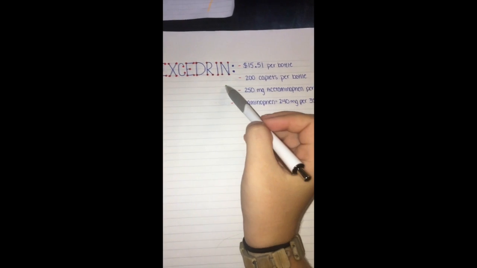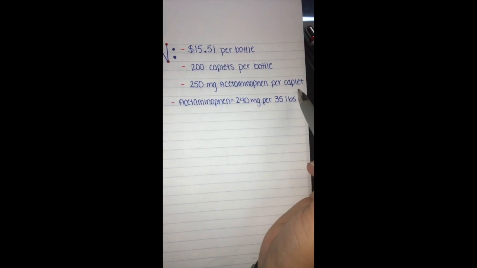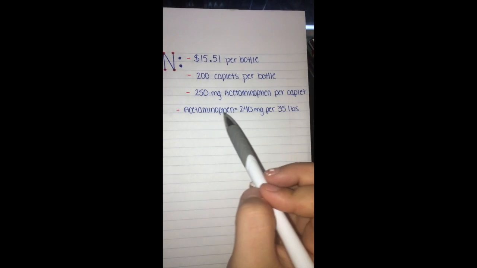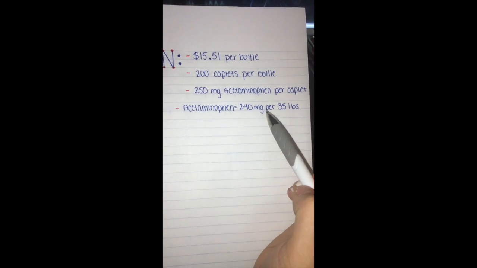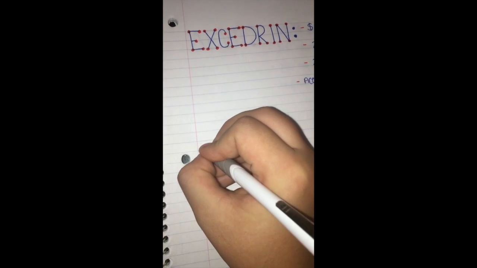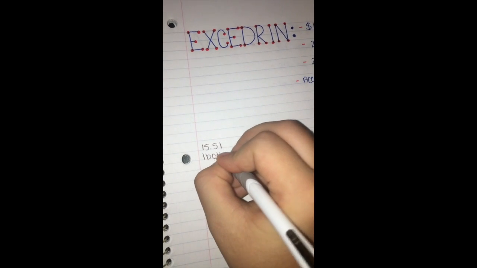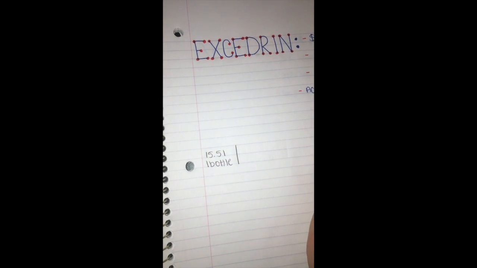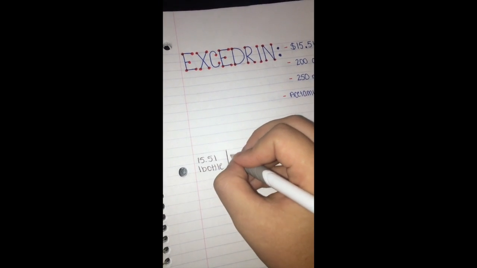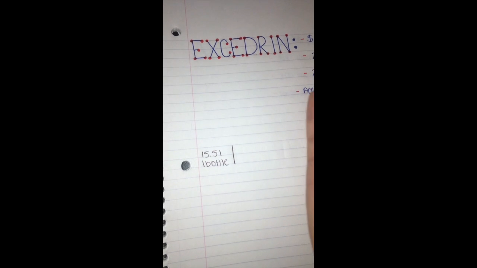Next we have Excedrin, which we know is $15.51 per bottle with 200 caplets per bottle, 250 milligrams of acetaminophen per caplet. Acetaminophen is also equal to 240 milligrams per 35 pounds, and I'm going to use my weight, which is 135. We are going to start with the money, what we first found out, per bottle. Some people use the timesing in that, so it's easier for them, but this is just how I was taught since high school.